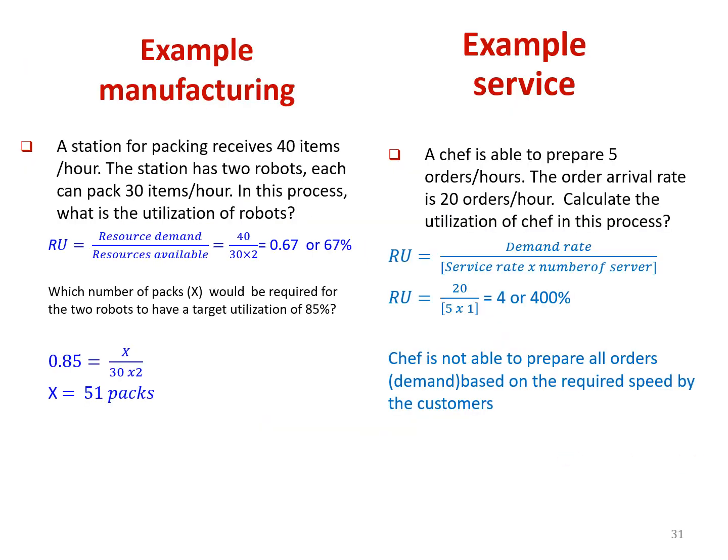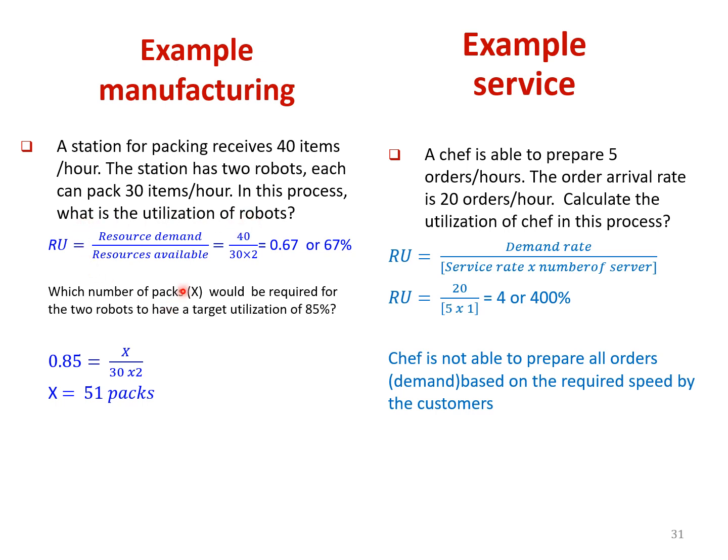Here I have an example of the calculation for manufacturing and service. Let's see first the manufacturing. We have a packing station that receives 40 items per hour. The station has 2 robots, and each robot can pack 30 items per hour. In this process, what is the utilization of the robots?